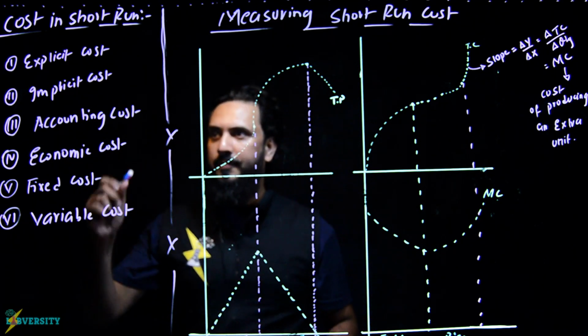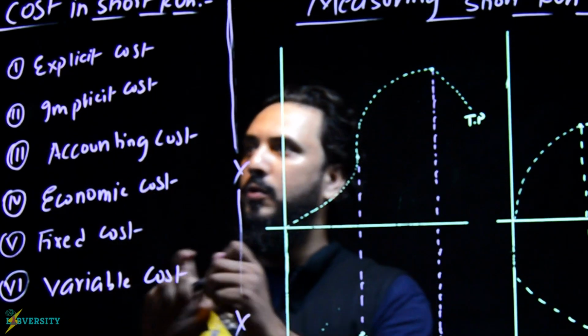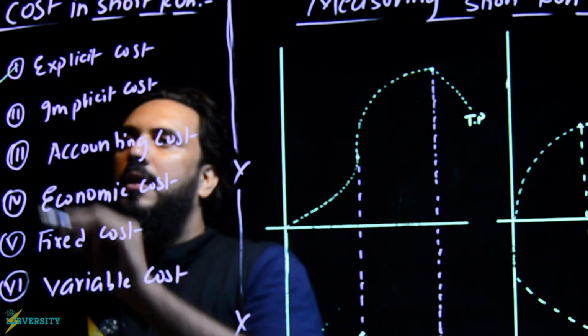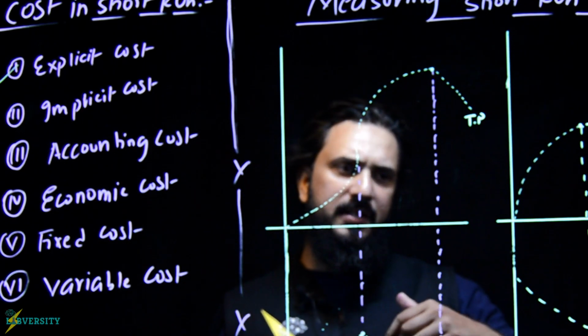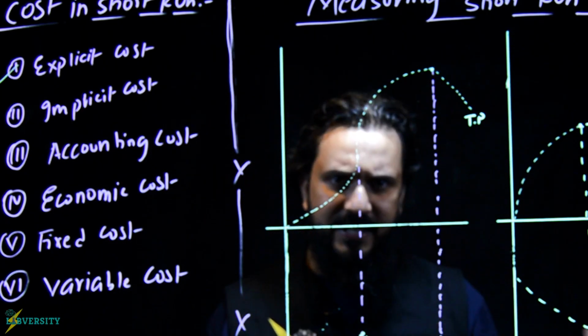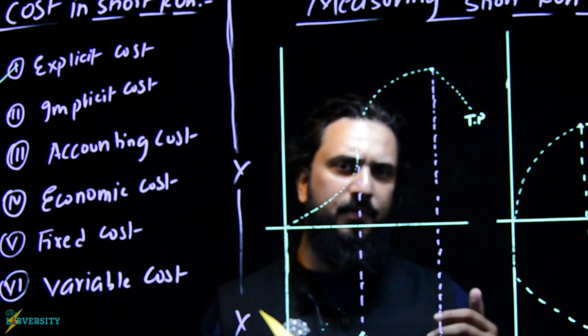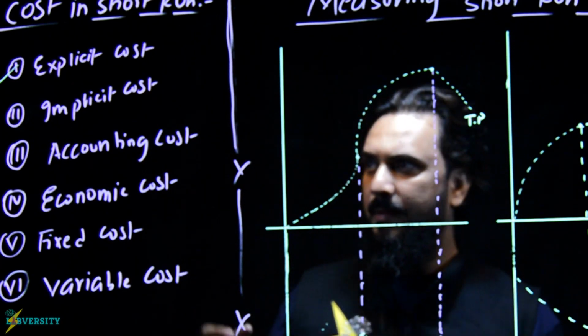We need to understand a few things before we start with the topic. We need to understand what explicit cost means. Explicit cost is the cost to the company. For example, you pay the wages, you pay the rent, you pay for the miscellaneous expenses that the company has. That is said to be your explicit cost.